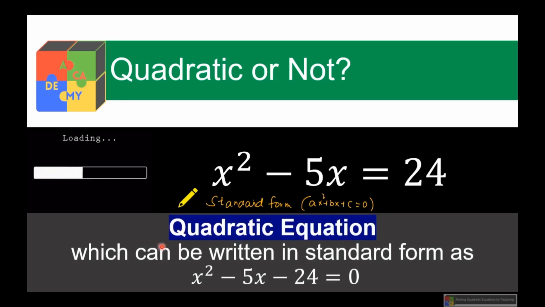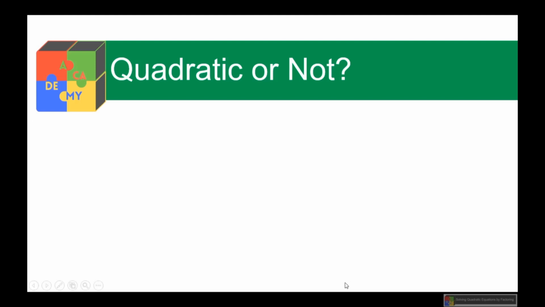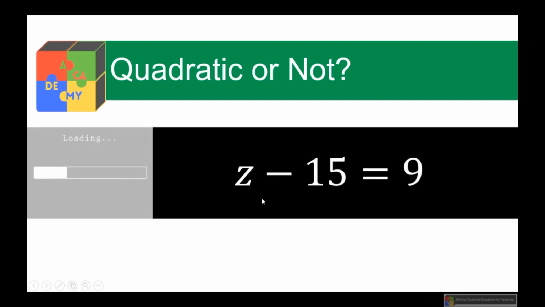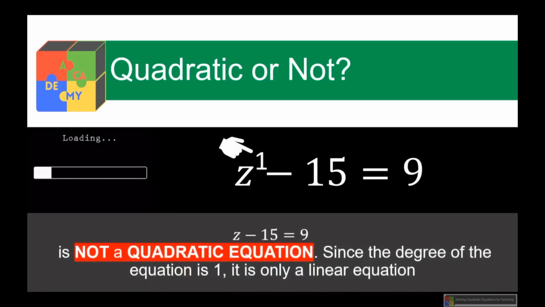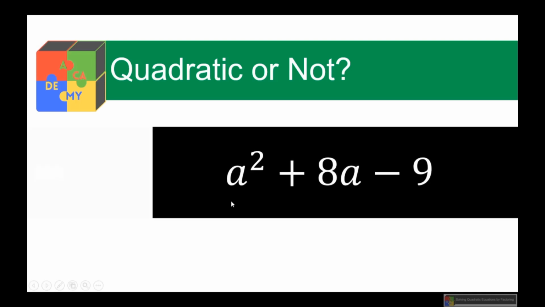Yes, that is correct. Quadratic equation, which can be written in standard form as x squared minus 5x minus 24 equals 0. Another one. Try to guess. Yes, I agree. That is not a quadratic equation since the degree of the equation is 1. That is a linear equation, not a quadratic equation.